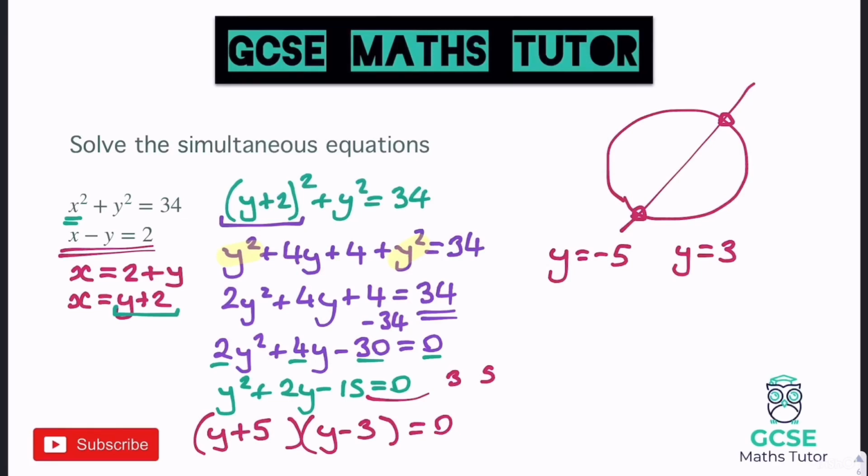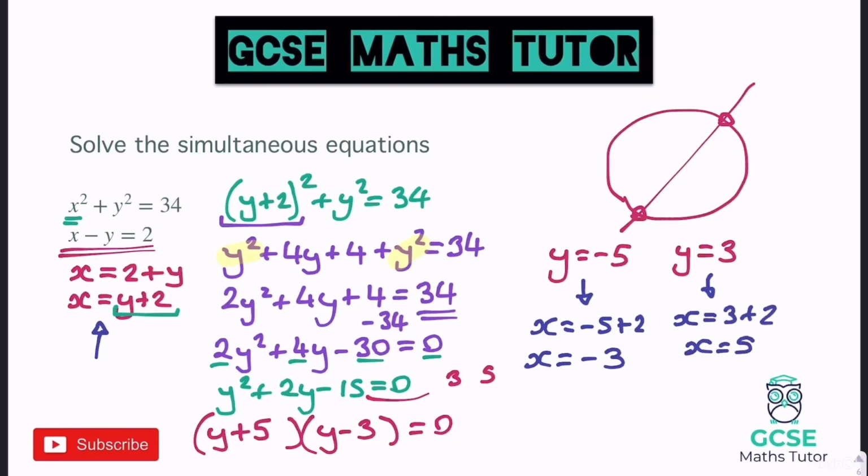Now we've got a nice little formula that we made right at the start here. To find x, we've got x equals y plus 2. So when y is negative 5, x will equal negative 5 add 2, which is negative 3. So x equals negative 3. And then for the next one, we've got y equals 3, so x equals 3 plus 2, so x equals 5.